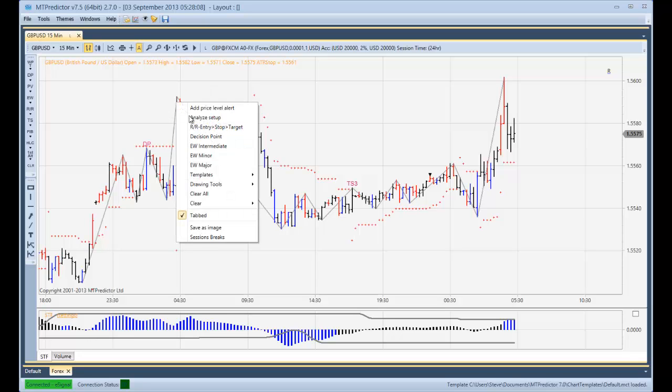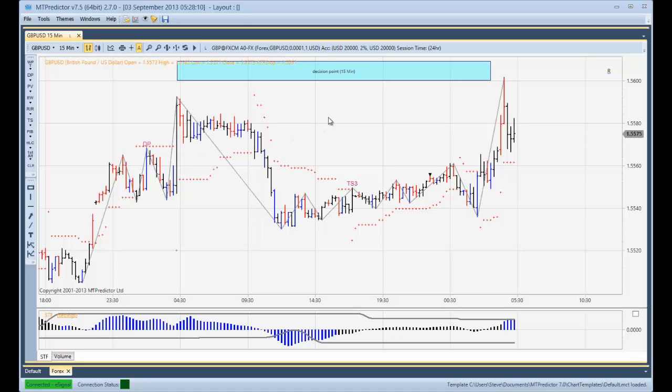So what you can do is right mouse click, select decision point, and you can see that would have placed that decision point out there. Now the important point is that these DPs are what's called leading indicators. They are on the chart in advance before the market even gets there. So you would have had this resistance area on the chart as the British pound was rallying up.